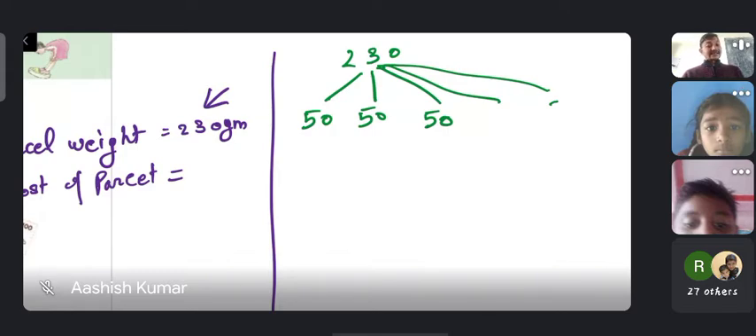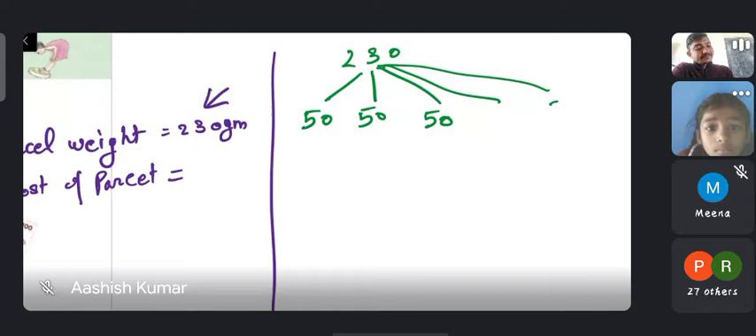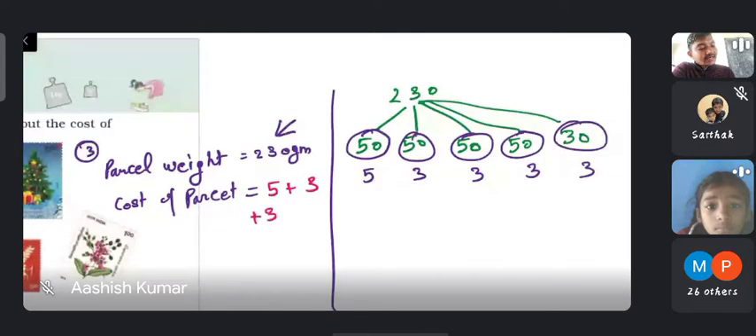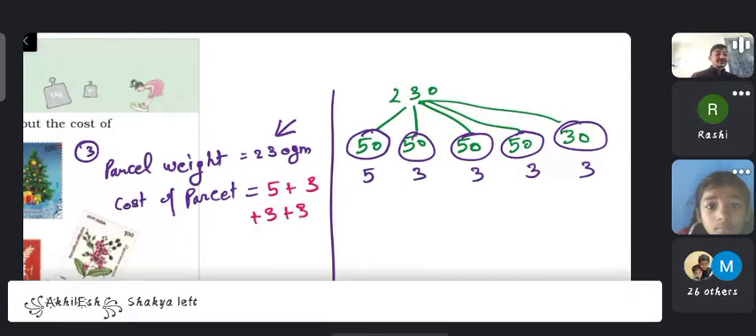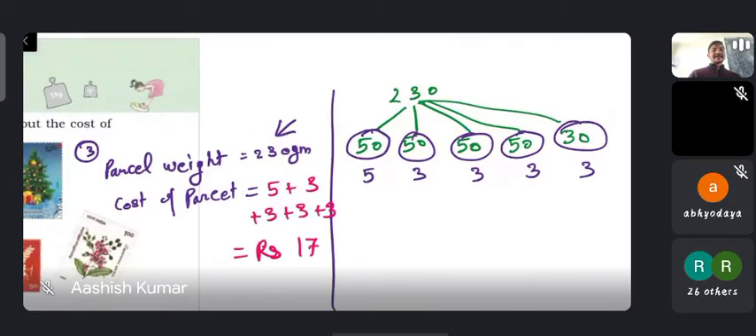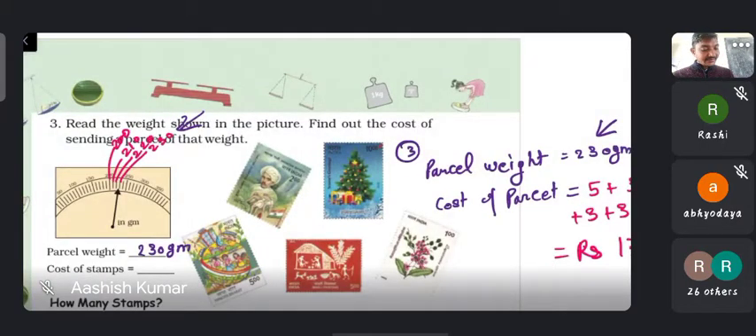For the first 50 we have to pay 5 rupees, the second 50 we pay 3 rupees, the third 50 we pay 3 rupees, the fourth 50 3 rupees, and for the next one also 3 rupees. So the cost of the parcel will be 5 plus 3 plus 3 plus 3 plus 3. That means 3 fours are 12, and 5, 17. Rupees 17 is the answer.